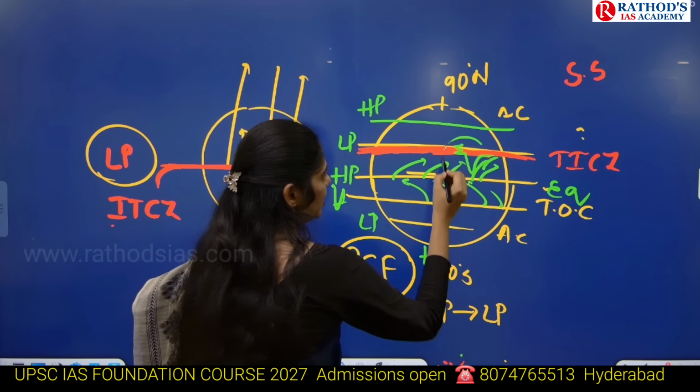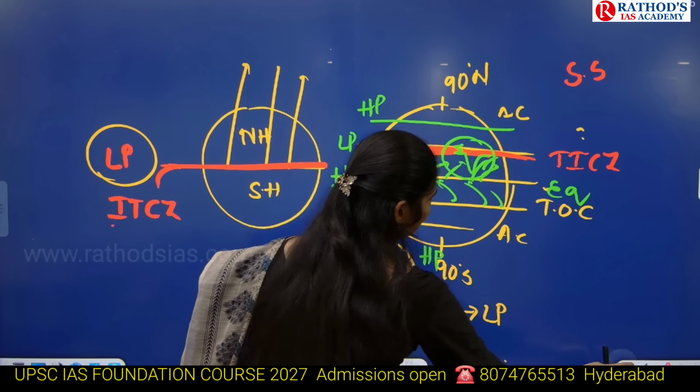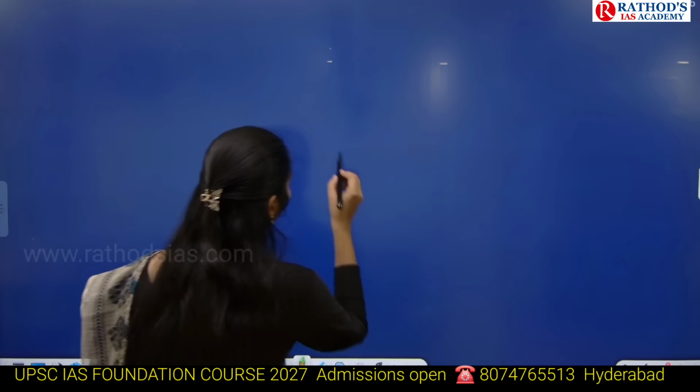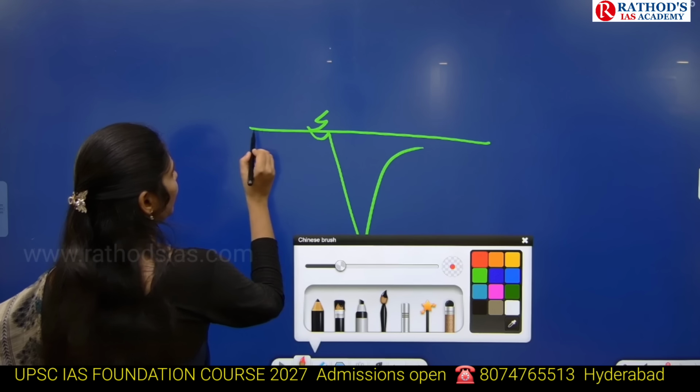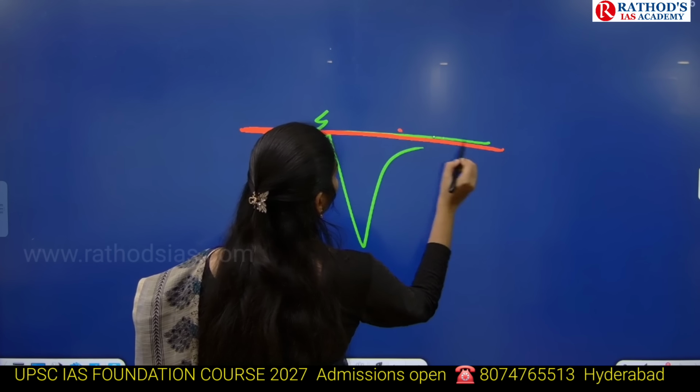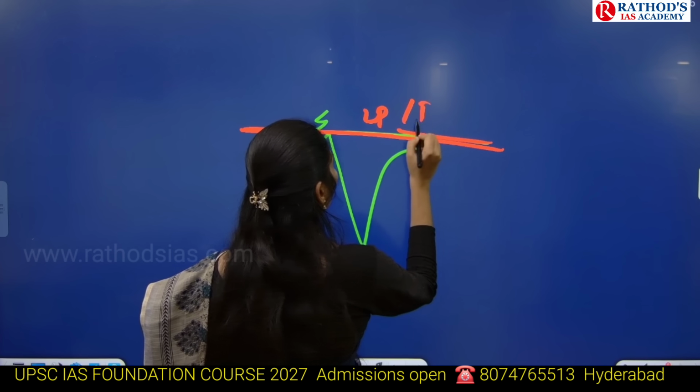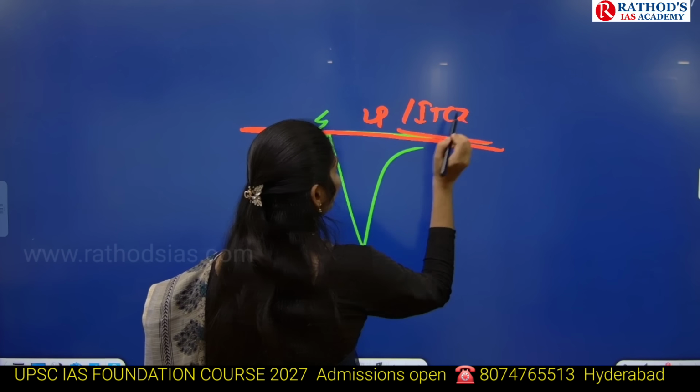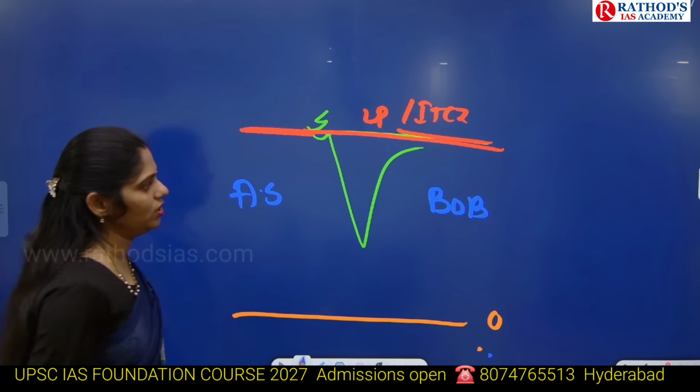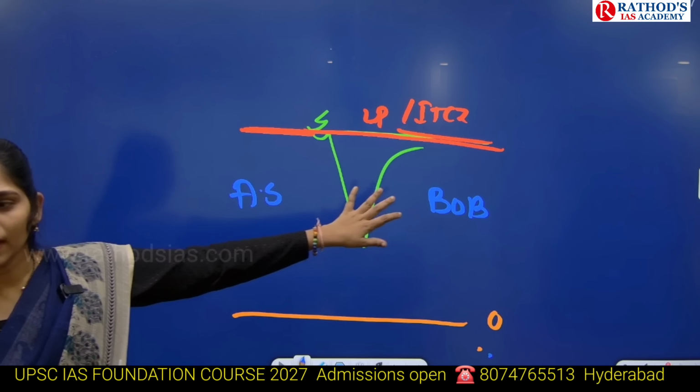Now let us zoom in on this image. If you take India like this, here we have 23.5 degrees north, the Tropic of Cancer, and here the low pressure or ITCZ will be forming. Here we have the equator. Here we have the Arabian Sea, and here the Bay of Bengal region. So this entire area is now under low pressure.